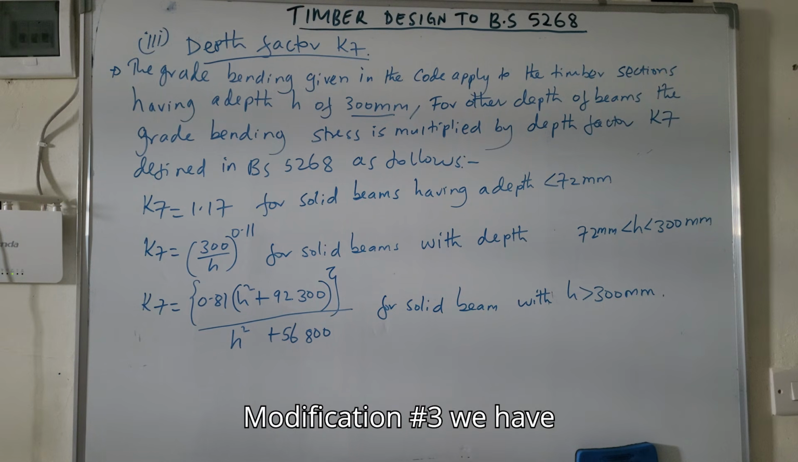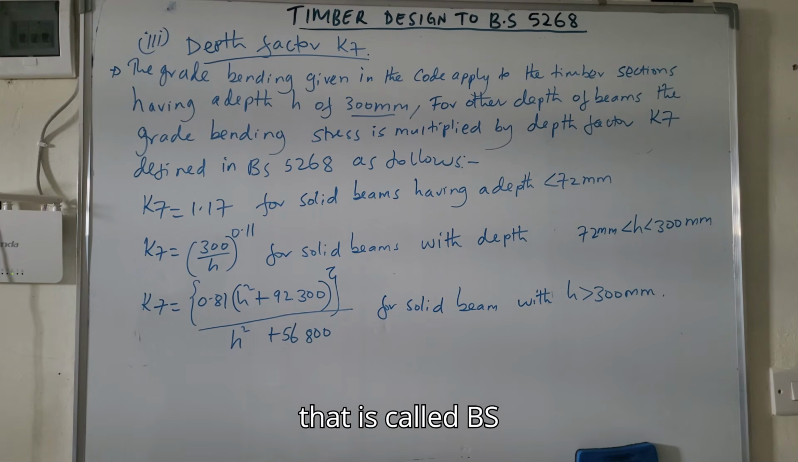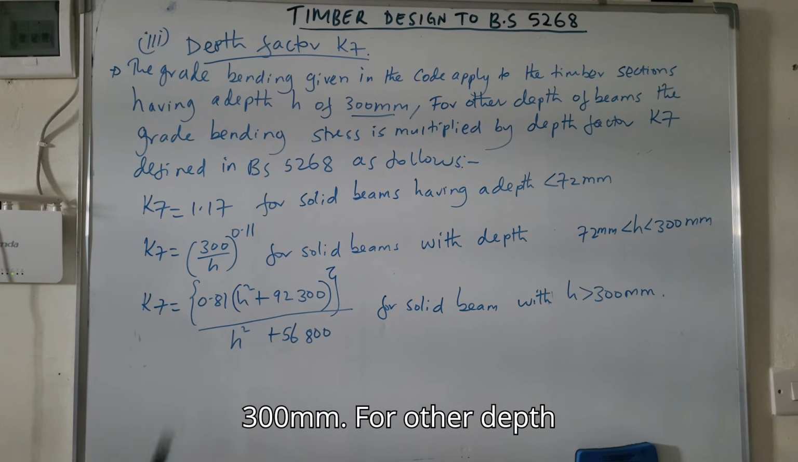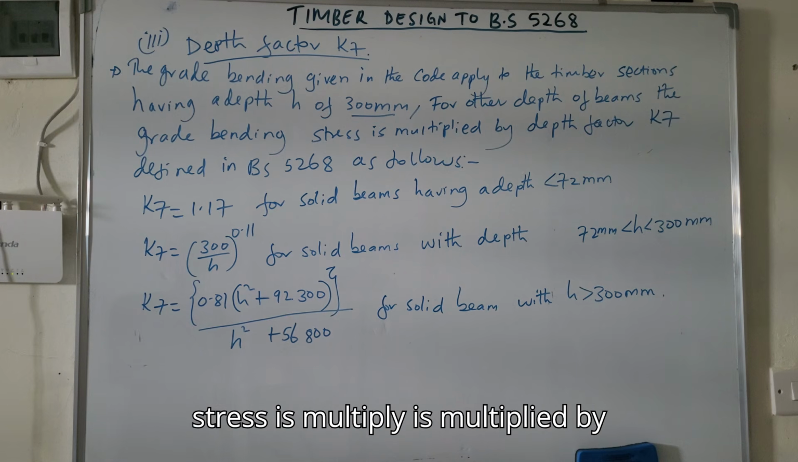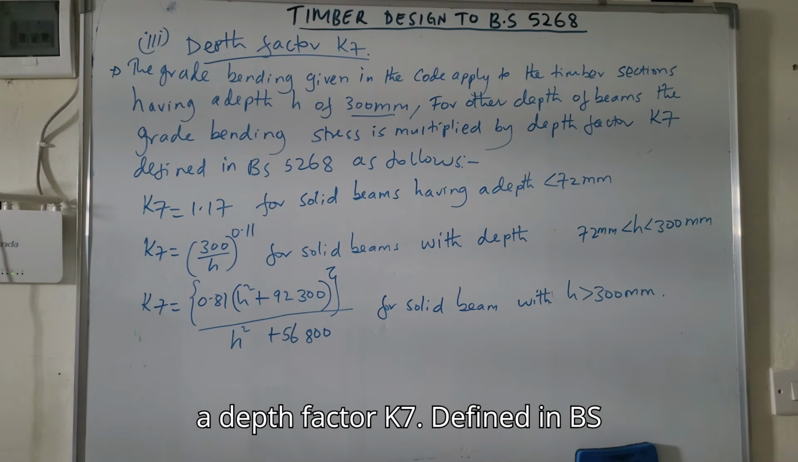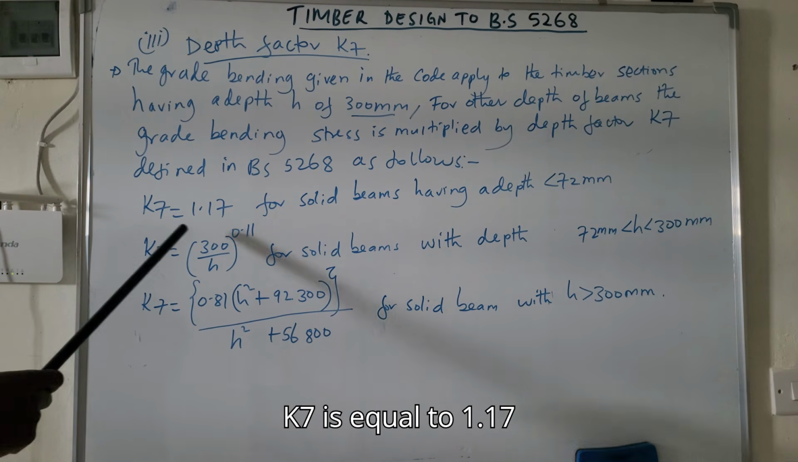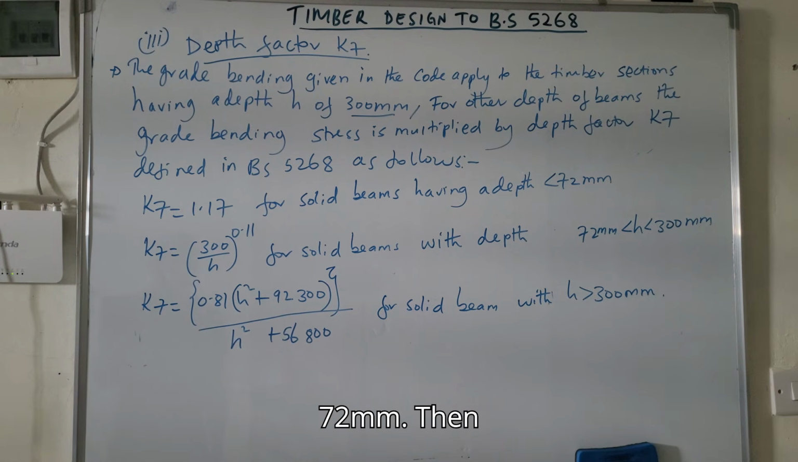Modification number 3, we have the depth factor or K7. The grade bending stresses given in the code, that is BS 5268, apply to timber sections having a depth h of 300 millimeter. For other depths of beam, the grade bending stress is multiplied by a depth factor K7 defined in BS 5268 as follows. K7 is equal to 1.17 for solid beams having depth less than 72 millimeter.